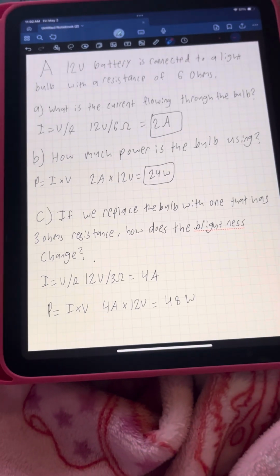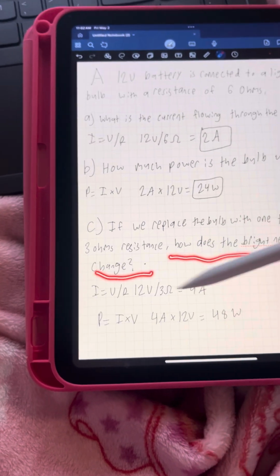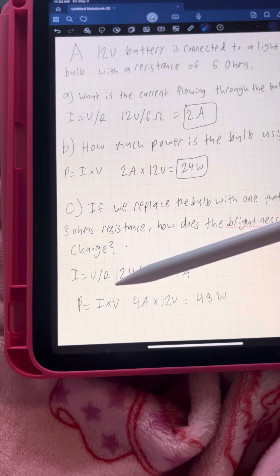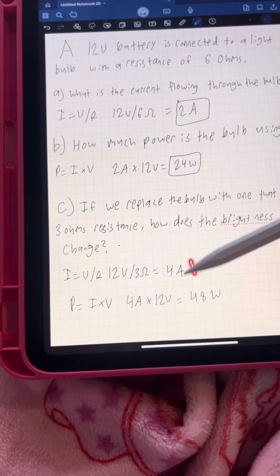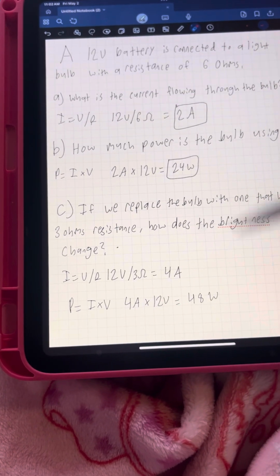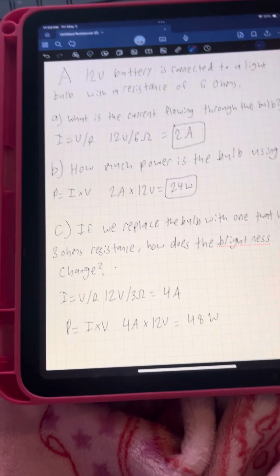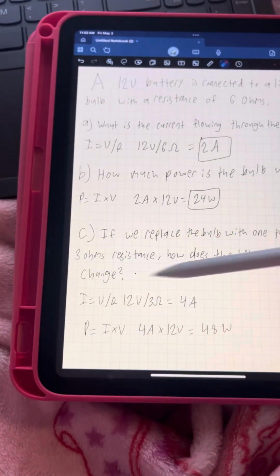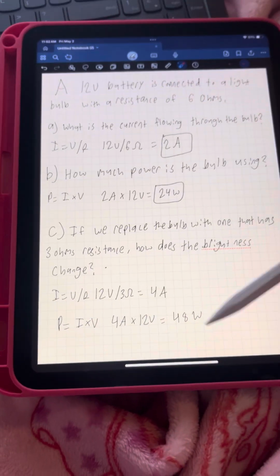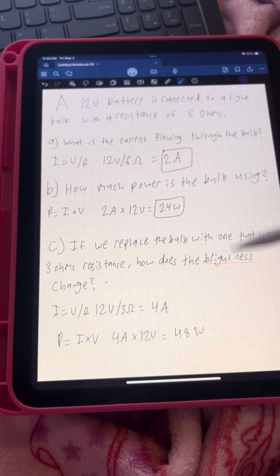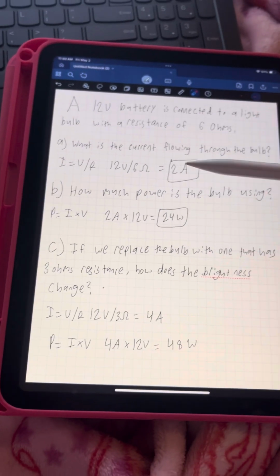For this one, to find the brightness change, we're going to plug the 4 amps into our power equation to find the power. We use the 4 amps from this equation, and then the 12 volts from our original question, and we end up with 48 watts as our power for the 3 ohms resistance. So the brightness changed in this one. We have a brighter bulb with the 3 ohms resistance, so resistance can affect the brightness of the bulbs as well as the current.